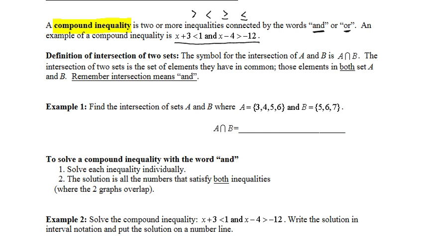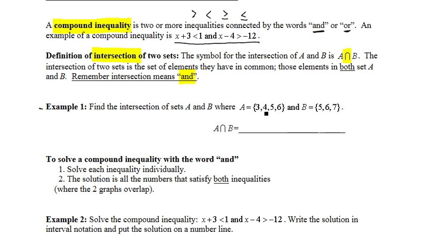Alright, we're going to start with intersections. The intersection of two sets. This is the "and" word instead of "or." And the symbol is the upside down U. So this is a symbol for intersection. And what it means is, what are the elements in both set A and in set B at the same time? Where do they intersect?